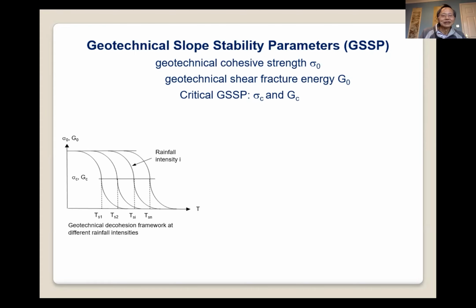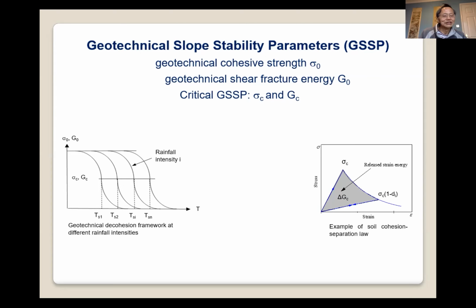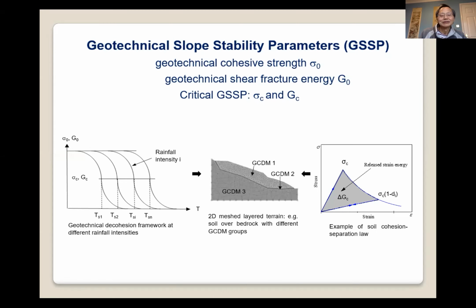However, these slope stability parameters are affected as a function of heavy rainfall. The heavy rainfall intensity will influence these slope stability parameters because heavy rainfall influences the soil saturation. The soil saturation degree will give the sigma C and GC reduction. Then we can bring these critical values, sigma C and GC, into our new model called the soil cohesion separation law, then bring this law into the GCDM-based modeling.